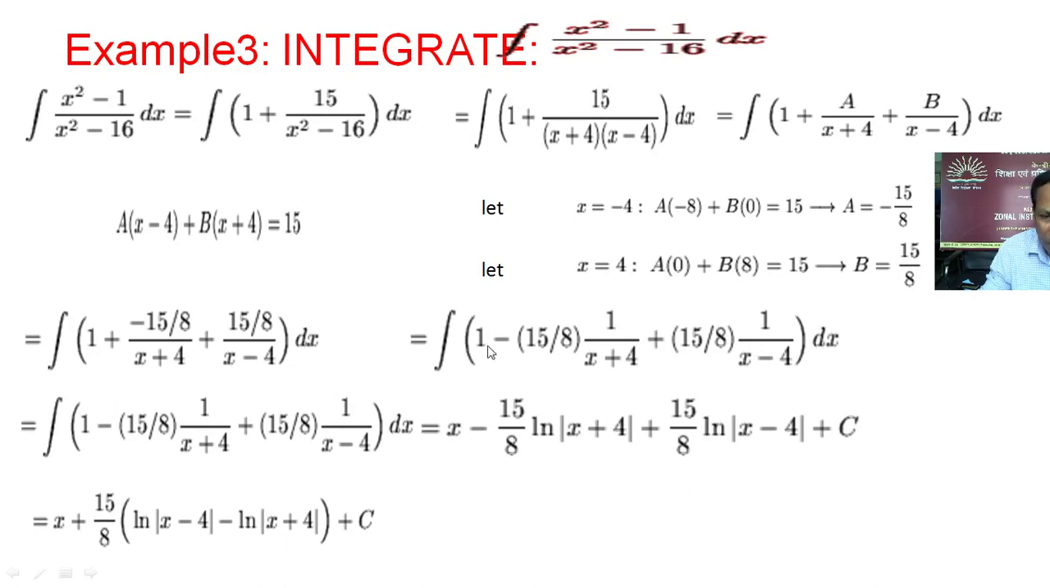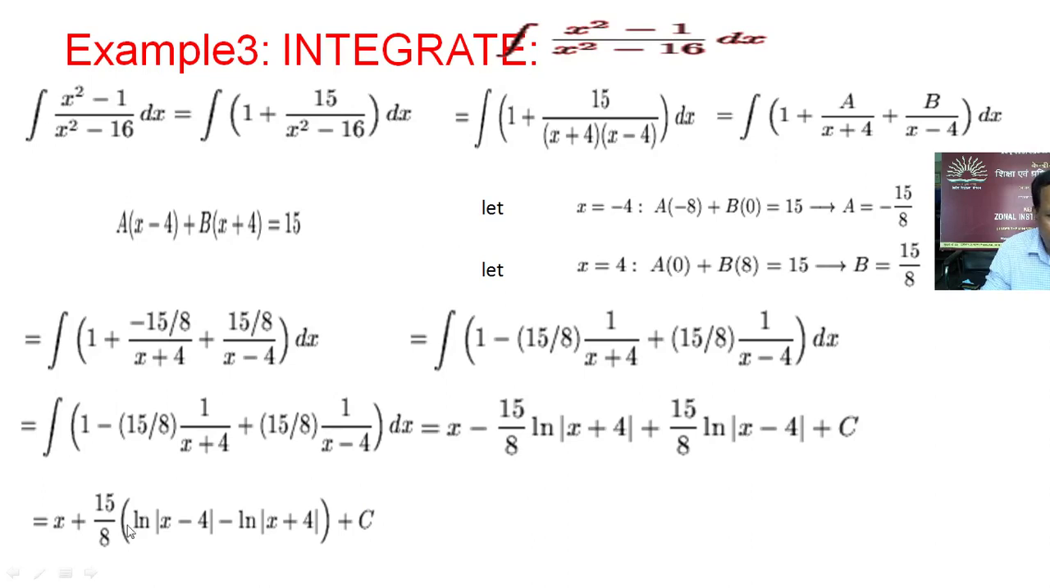So applying term by term integration, integral of 1 dx becomes x, minus 15 by 8 is taken out, integral of 1 by x plus 4 dx becomes log x plus 4. Here log means base is e, natural logarithm, plus 15 by 8 is taken out, integral of 1 by x minus 4 is log x minus 4 plus constant.